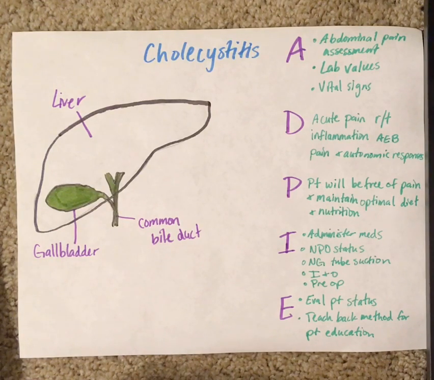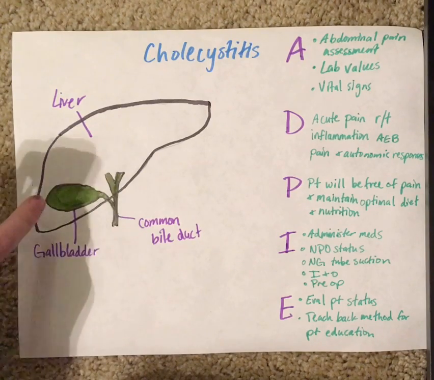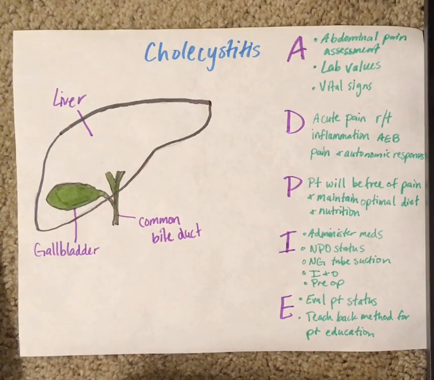Today's video is about cholecystitis. So, the pathophysiology of cholecystitis is inflammation of the gallbladder, and the gallbladder holds bile, which is a digestive juice that is released into the small intestine and used to digest fats. The liver is the main producer of bile, and the gallbladder over here stores that excess bile and releases it when needed.